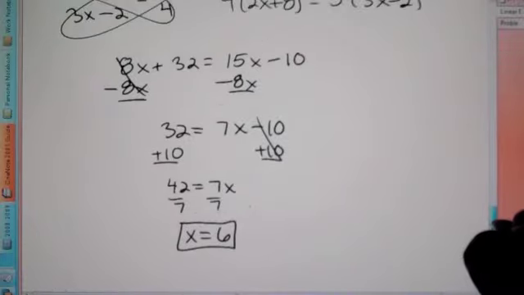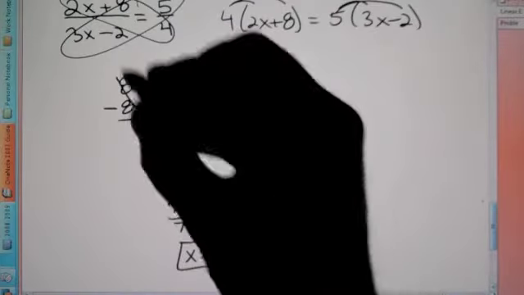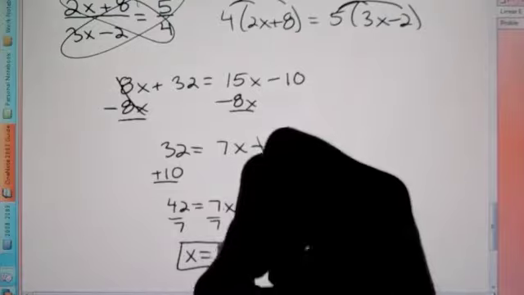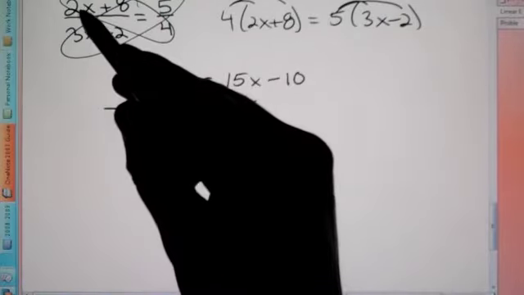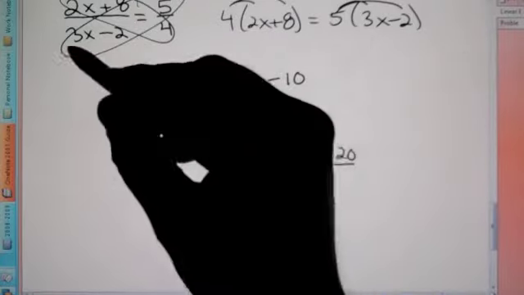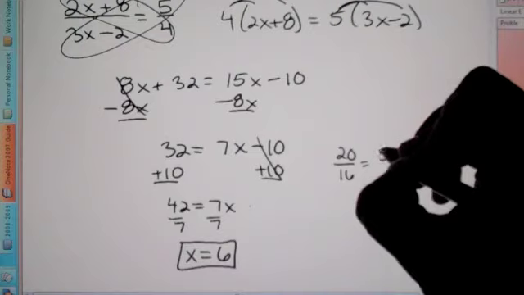And again, you can always check your work by plugging back into the original problem. If I were to do that, I would get 6 times 2 is 12 plus 8. Again, this is if I were to plug back in. 6 times 2 is 12 plus 8, which is 20, over 6 times 3, 18, minus 2, which is 16.